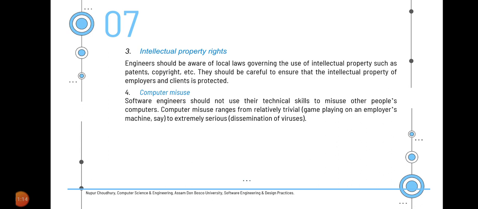The engineers should not use their technical skills to misuse other people's computers. Misusing other people's computers may range from trivial activities like playing a game on someone else's machine to sending viruses using someone else's machine.